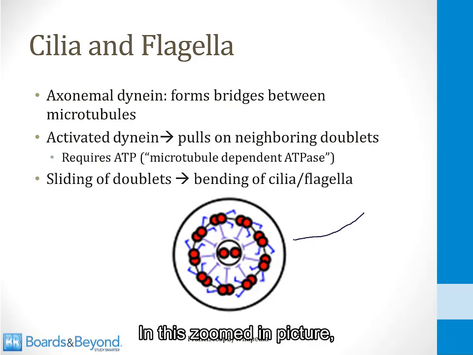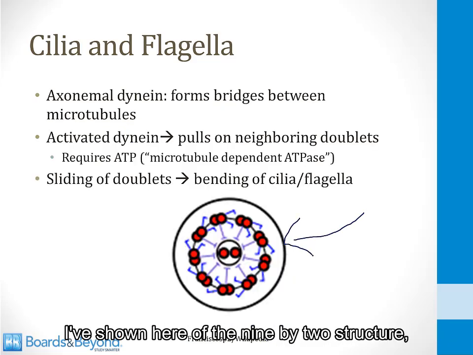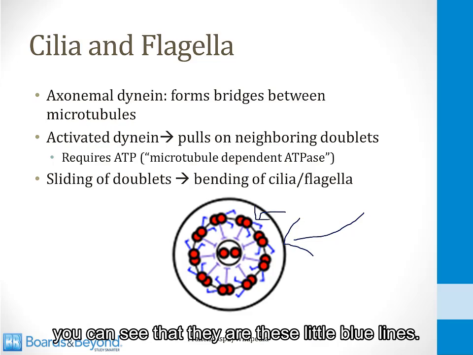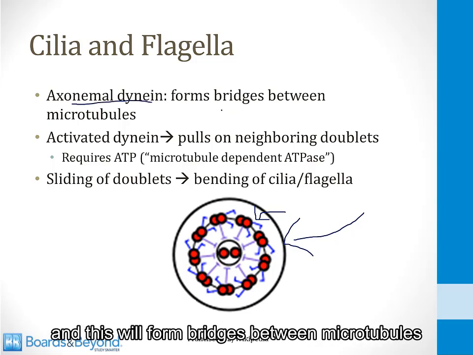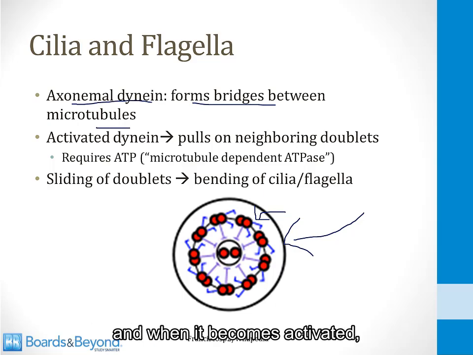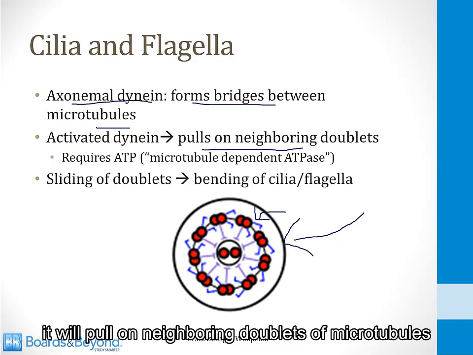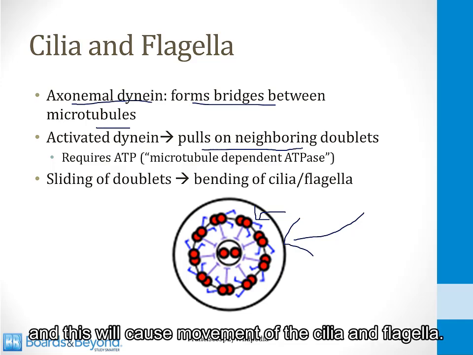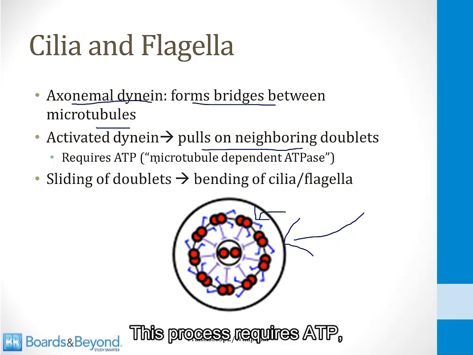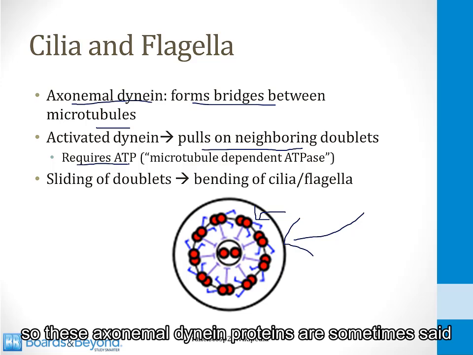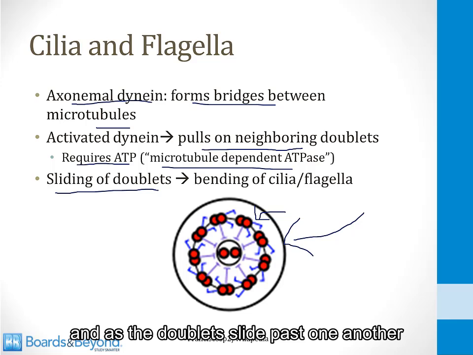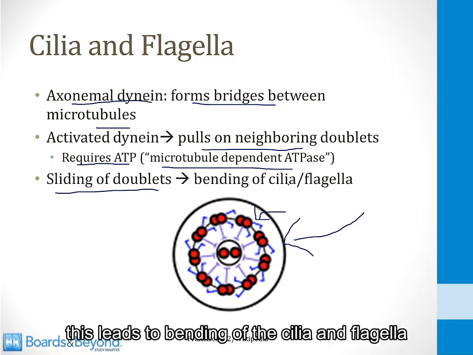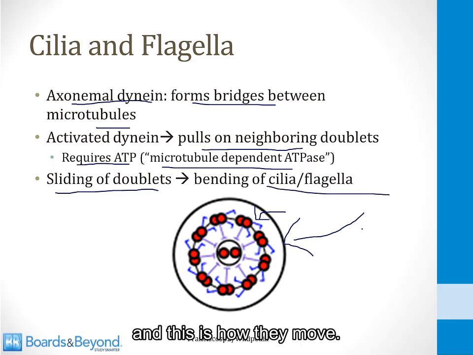In this zoomed in picture of the 9x2 structure, you can see these little blue lines. Those blue lines represent axonemal dynin. This is dynin found in the axoneme, and it forms bridges between microtubules, and when it becomes activated, it will pull on neighboring doublets of microtubules, and this will cause movement of the cilia and flagella. This process requires ATP, so these axonemal dynin proteins are sometimes said to possess microtubule-dependent ATPase activity. As the doublets slide past one another because of the activated dynin, this leads to bending of the cilia and flagella, and this is how they move.